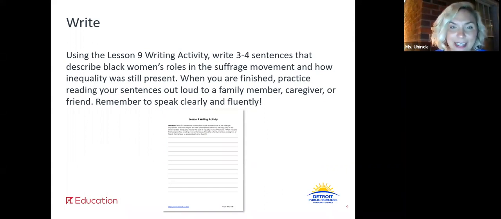All right, great. Now you've been able to write, remember, in an organized fashion, really helping to describe Black women's roles in the suffrage movement and this idea that inequality was still present and there was still work to be done, right? Also, you got a chance to read this aloud to your family member, caregiver, or friend so that you can continue to practice your speaking skills. Remember, we want to speak clearly and fluently.